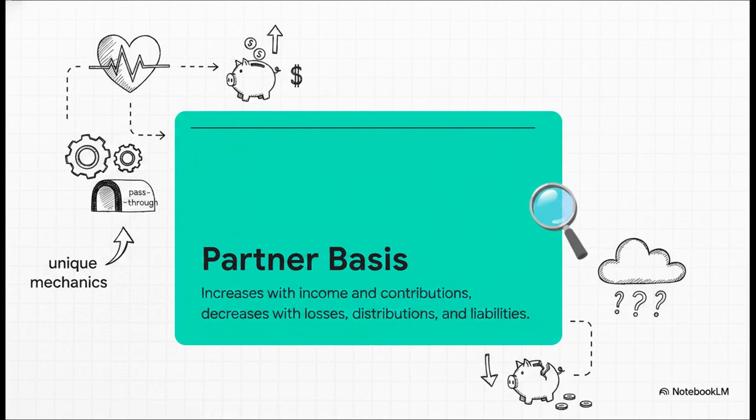Just like with S-Corps, partnerships pass through ordinary business income and separately stated items, but they also feature unique mechanics like guaranteed payments. Those are deducted by the partnership but taxed as ordinary income to the receiving partner.